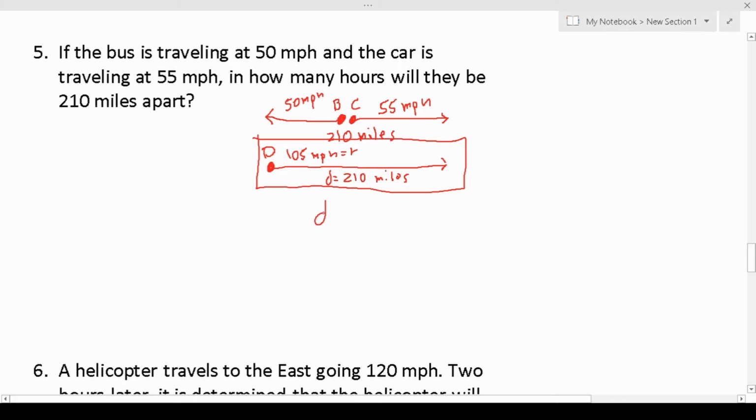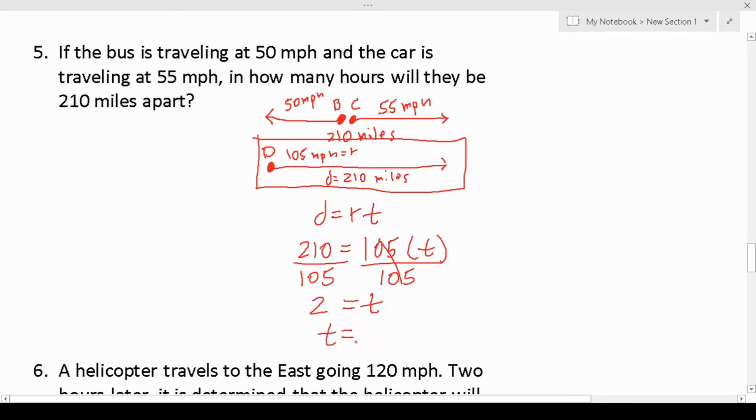So again, we're using the distance formula to solve this one. It's distance equals rate times time. We know distance is 210. We know rate in this case is going to be 105. And we know time is what we're solving for. So to do that, we're going to divide both sides by 105. This is going to cross out, leaving us with just t. 210 divided by 105 is going to be 2.